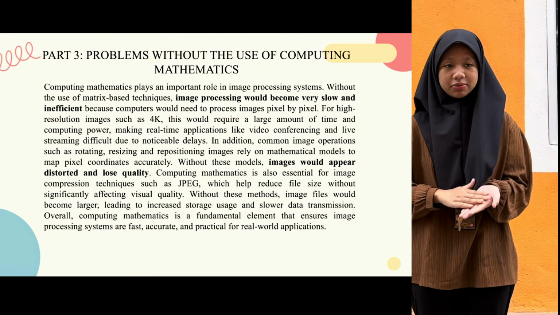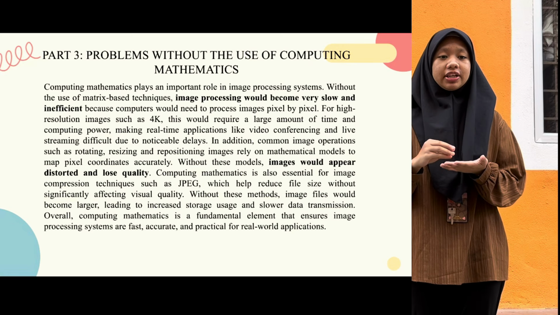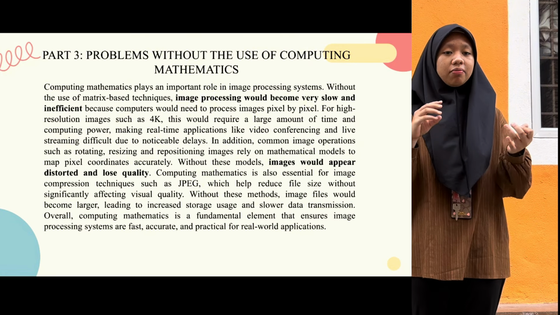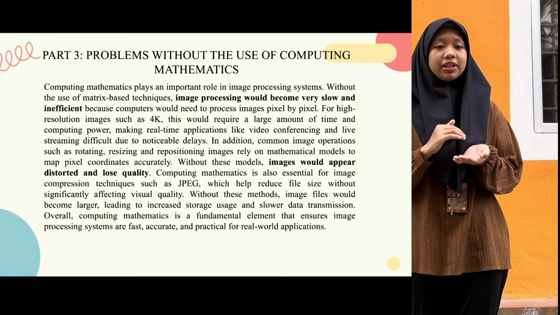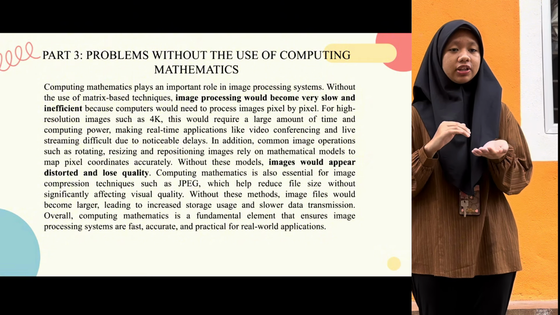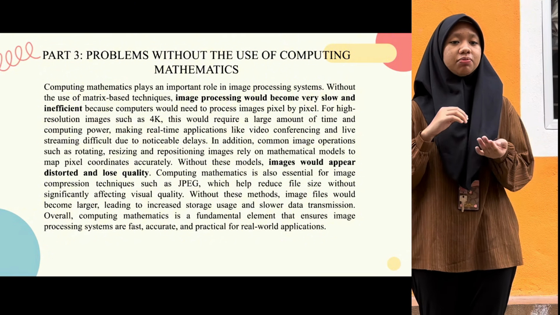making video applications like video calls and live streaming impossible. Secondly, basic image operations, which are rotating, resizing and moving the image, depend on matrix-based transformation. Without them, images would be low quality or become distorted. Thirdly, mathematics is also essential for image compression like JPEG, which reduces file size while keeping good quality. Without compression, images would take up much storage and be slow to send online.